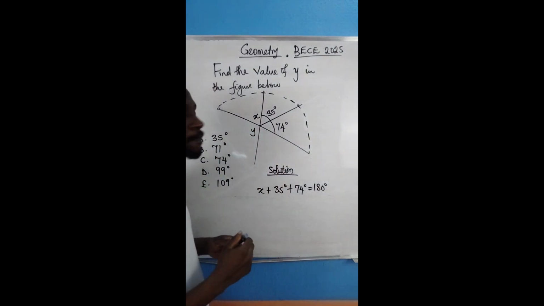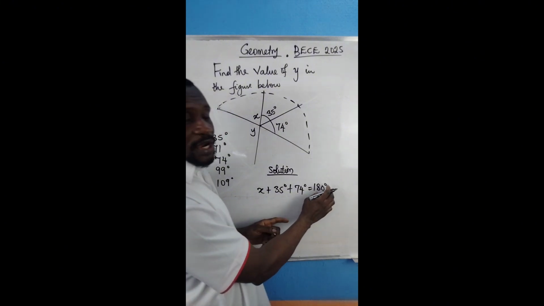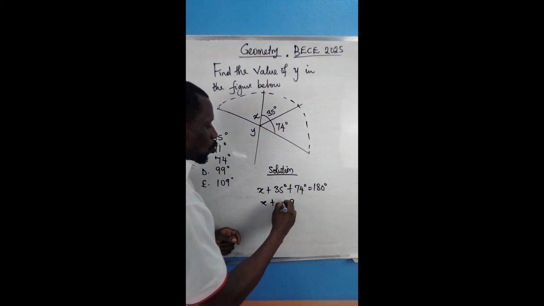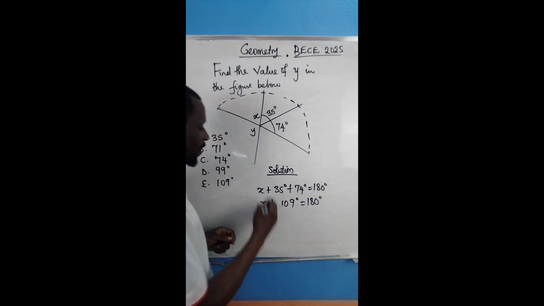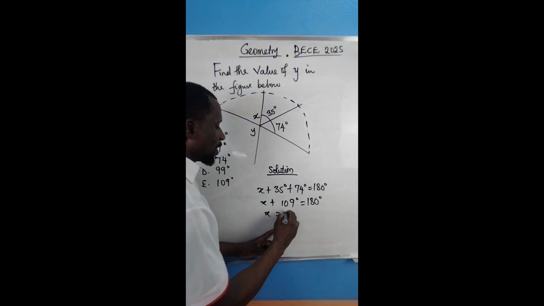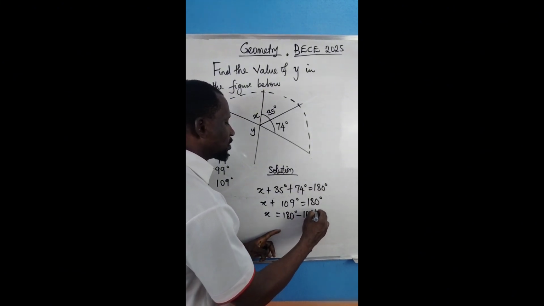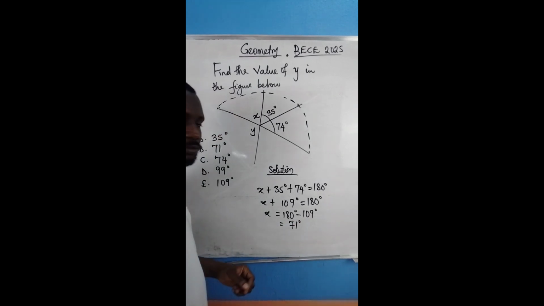So here, to get the value of x, we're going to add these two numbers and remove it from 180, which is x plus 109 degrees equals 180 degrees. And that gives us that x is equal to 180 degrees minus 109 degrees, and that will give you 71 degrees.